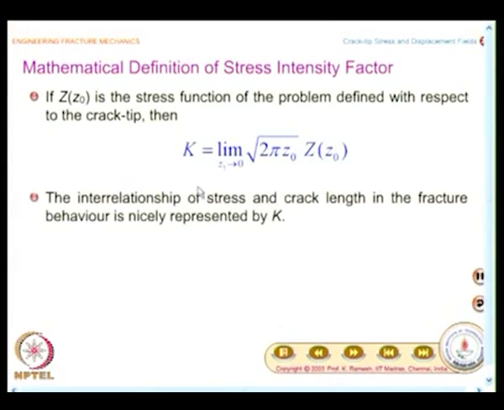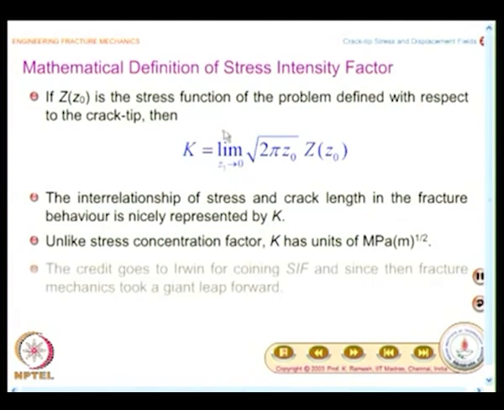So, we have looked at the mathematical definition two different ways. One way is we have related this to the stress function. In fact, we are going to discuss in the next chapter, if a stress function is given, how to find out the stress intensity factor. So, you have a mathematical definition: limit z naught tends to 0, root of 2 pi z naught multiplied by the stress function capital Z written in terms of z naught. So, when you solve a problem and find out what is the definition of stress intensity factor in terms of the parameters of the problem, then you will appreciate.